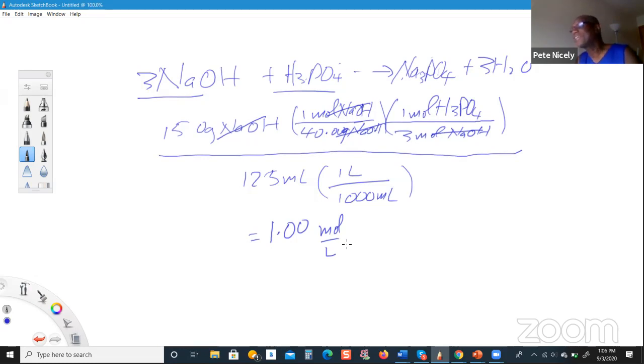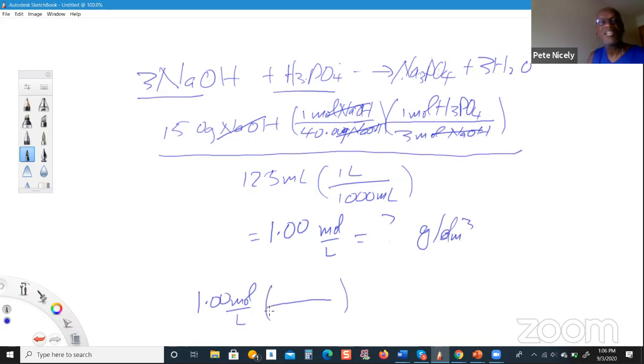Now, the next question is asking, what is the concentration of the phosphoric acid solution in grams per dm cube? So basically you have the concentration in moles per liter, and you need to find out, based on question C, the concentration expressed in grams per dm cube, all right? Well, if you start off with the 1.00 moles per liter, first let me deal with the liter to dm cube conversion. If you look in the tables, you'll see that 1 liter is equal to 1 dm cube, right? So that won't change anything numerically. The liter units will cancel out, and you'll be left with moles per dm cube.